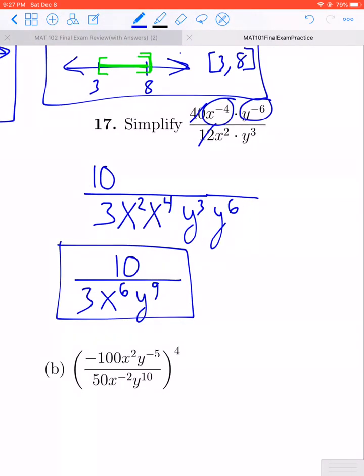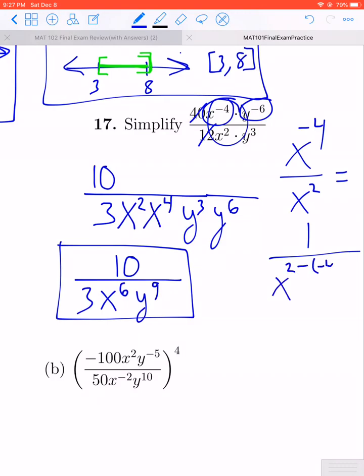A more literal and direct way of working out something like this, by the way, if you had x to the negative 4th divided by x squared, you could just use the property that this would be 1 divided by x squared minus a negative 4. Just be very careful with your signs here. And that's yet another way to see that you would have an x to the 6th in the denominator.